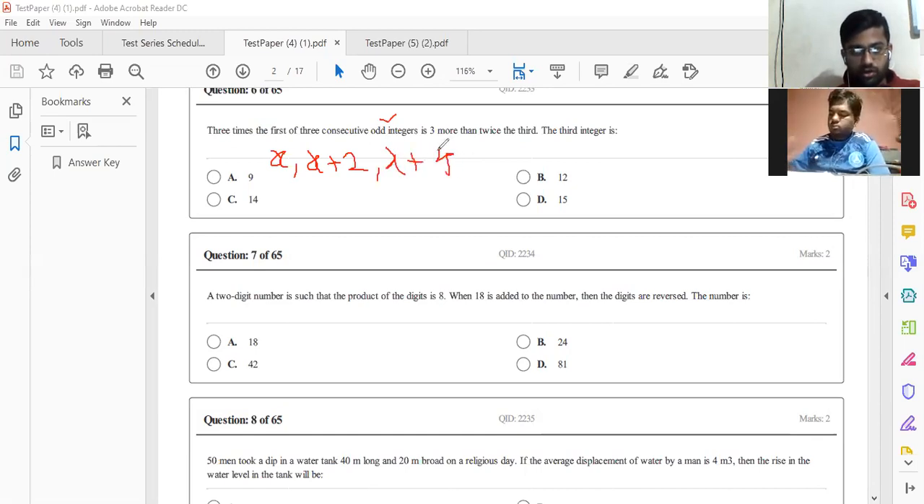If you add odd to odd you will get even, that is why we are adding even to odd. So now these are x, x plus 2, x plus 4. These are my three consecutive odd integers.